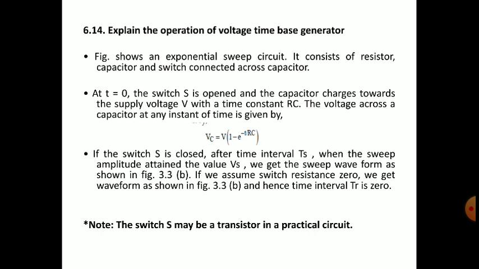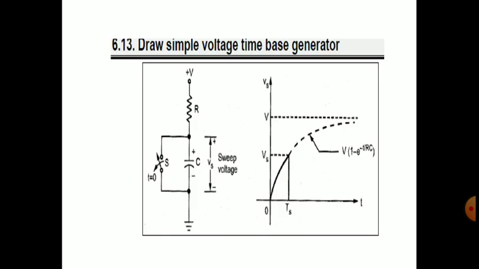At time t equal to 0, the switch S is open, and the capacitor charges towards the supply voltage V. Till now, first we construct the circuit, and the switch is closed. The closed switch is a short circuit in parallel to the capacitor, so the current bypasses the capacitor and goes through the switch up to t equal to 0.